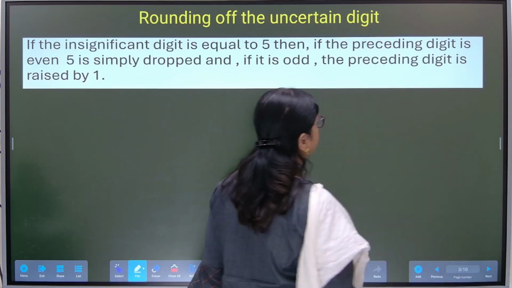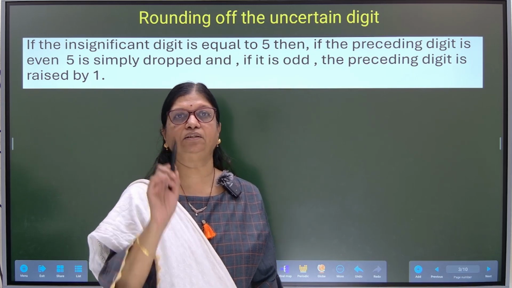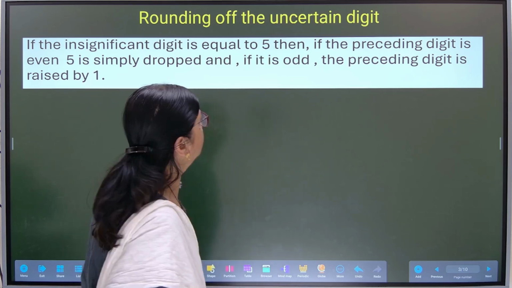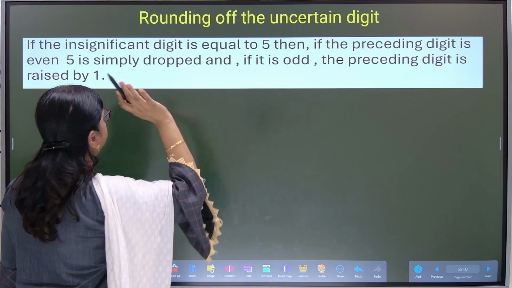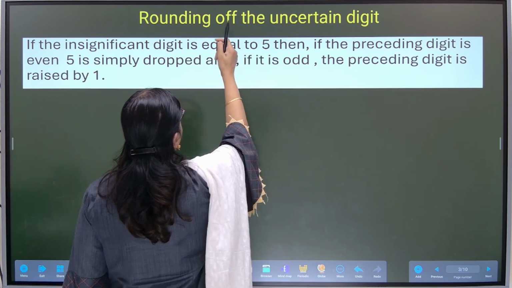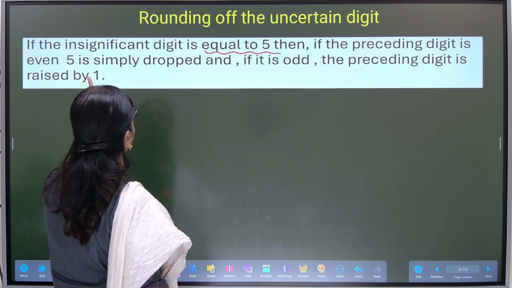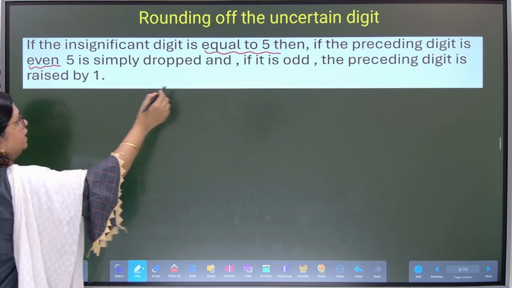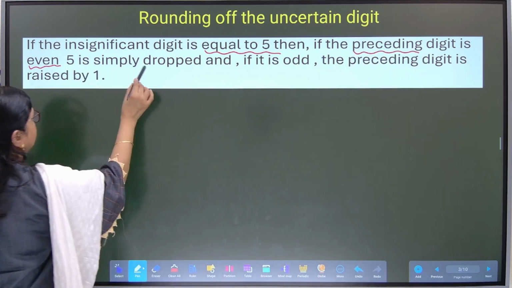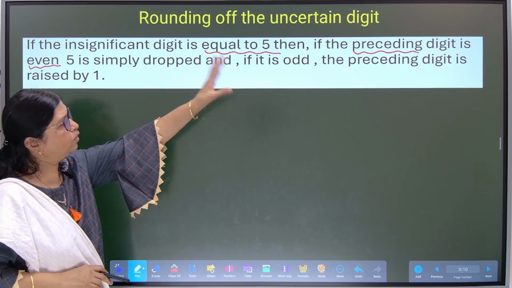So, let us clear your doubt: what to do if the dropping digit, the uncertain digit, the insignificant digit is equal to 5. Correct? Now here let me read. Then we will go to the example. If the insignificant digit is equal to 5, then if the preceding digit is even, the preceding digit before 5 is even, 5 is simply dropped. First we will talk about this part. Then we'll go to the next part.